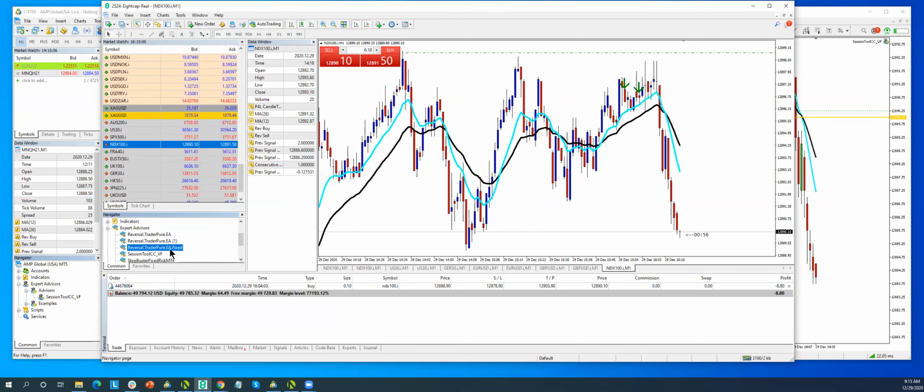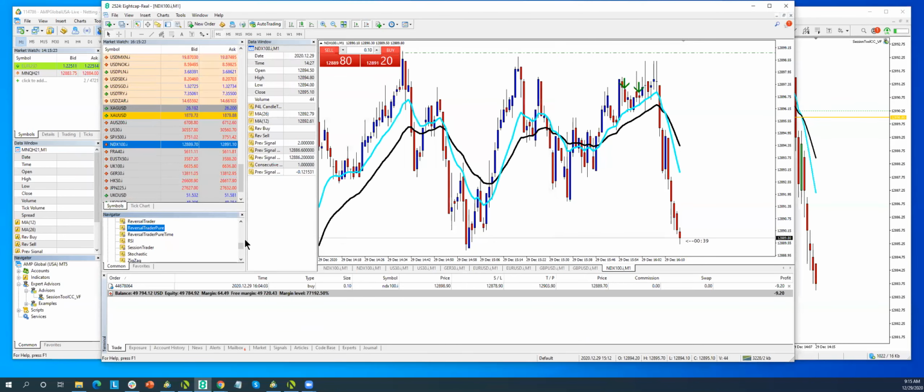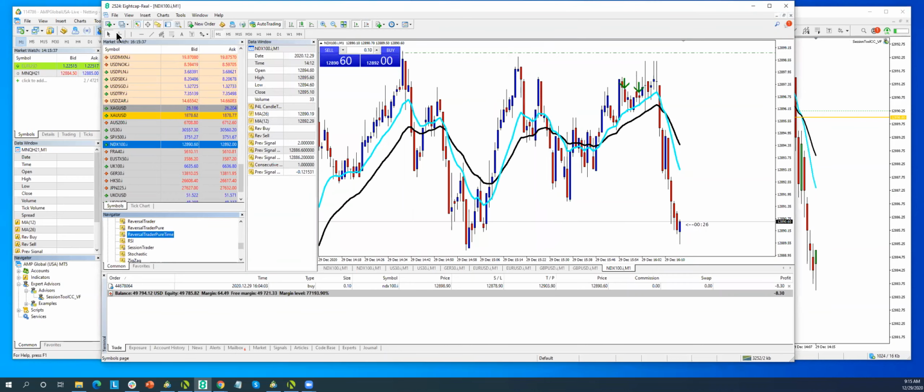Now you need two components. You need the pure EA and the pure indicator. Do I have the pure indicator? Let me see if this one is correct. Okay, let me just check this indicator. Okay, fine, that's good. So let's go to File, Open Data Folder.